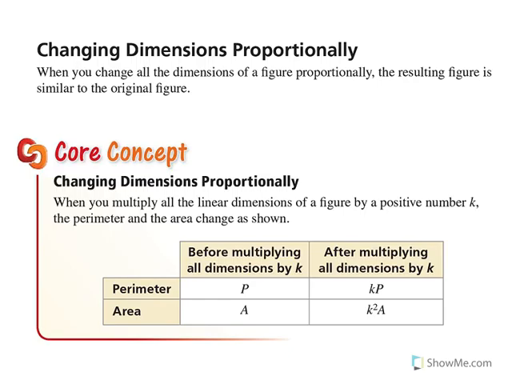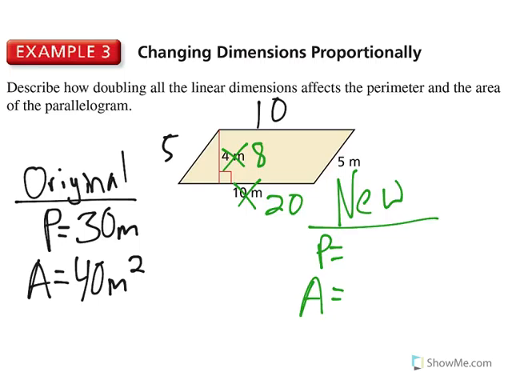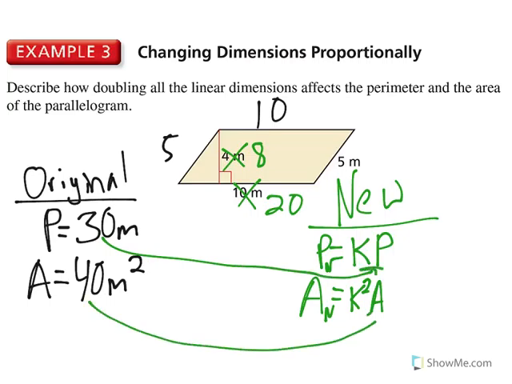So when we look back here, it tells us when we change it, we're going to multiply perimeter by that scale factor, and we're going to multiply area by that scale factor squared. So for the perimeter of the new shape, I'm going to do scale factor times the original perimeter, and for the area, scale factor squared times the original area. All I'm going to do is plug these in: my 30 and my 40. My K, my scale factor, since we doubled it, is 2, because doubling means we're just multiplying by 2.